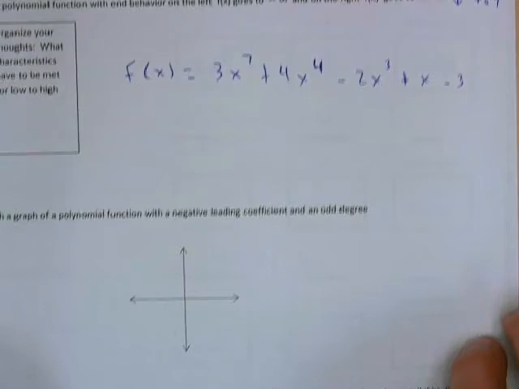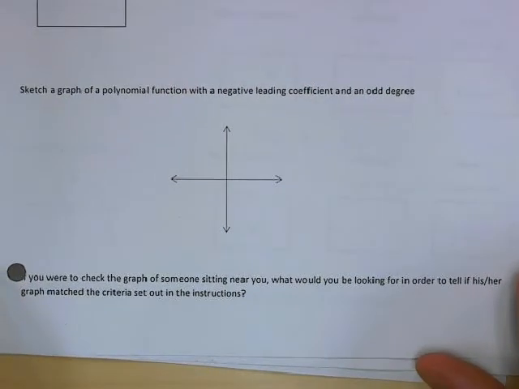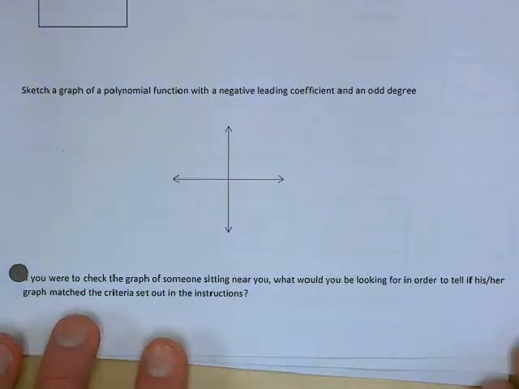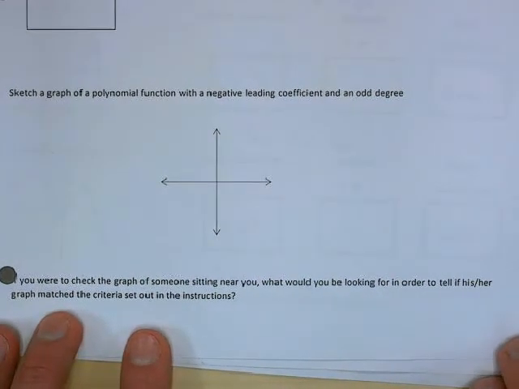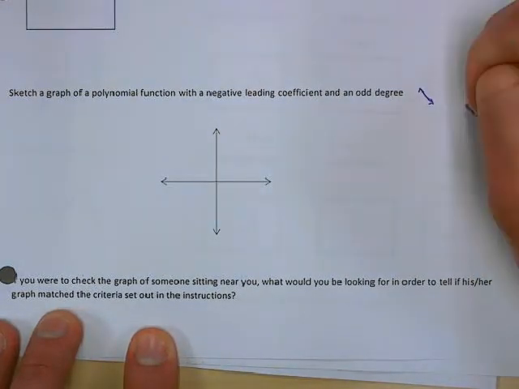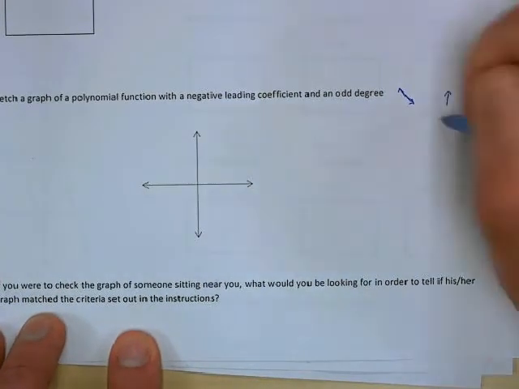Okay, almost done. I know these notes are a lot of pages, but they go by pretty quick. Next, sketch a graph of a polynomial function with a negative leading coefficient and an odd degree. Okay, negative and odd. Think an odd degree, think like a line with a negative leading coefficient, which would be like a negative slope. That's going to be going downhill, right? So something like this. So that is high to low.